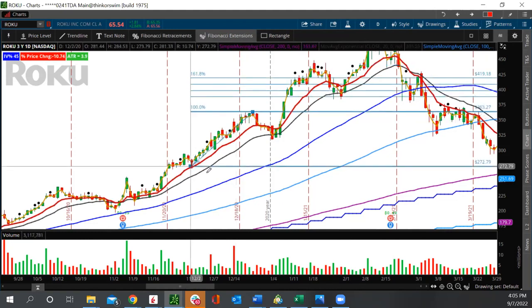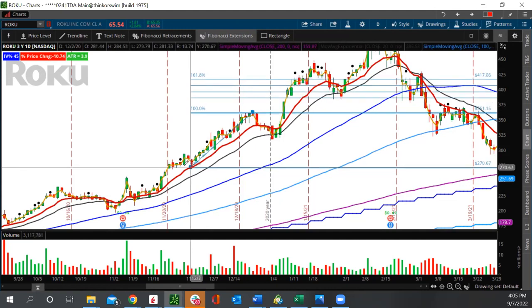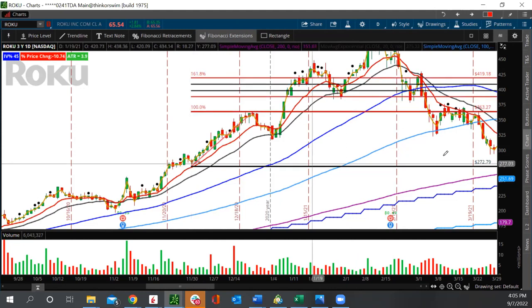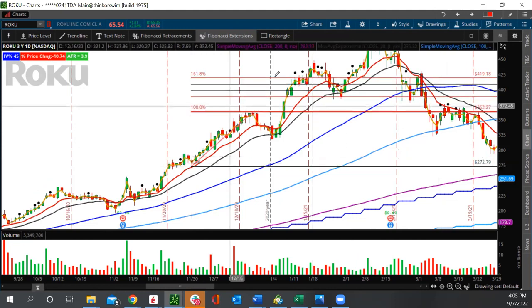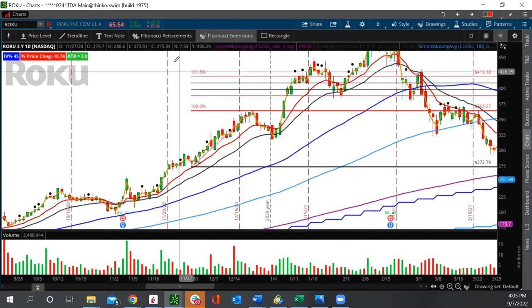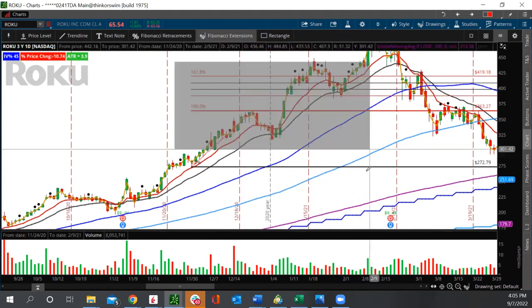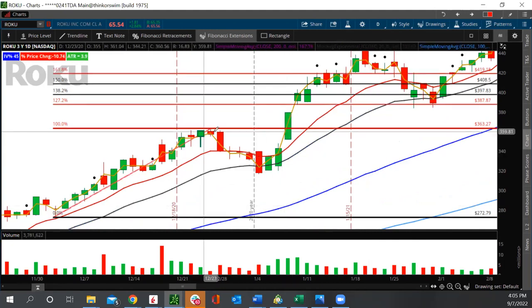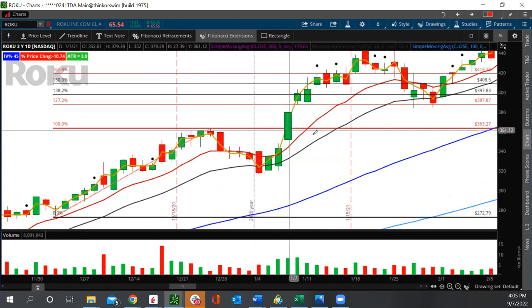Okay. And what this does, if I can get it to grab. Okay, there we go. What this does is this throws on target levels for you. So if you got in down here and you are trying to figure out your targets, well, you could throw on those extensions. And the very first target where you might want to take some profit off, because could this make it a double top and then roll over?